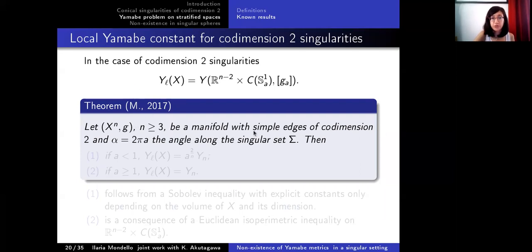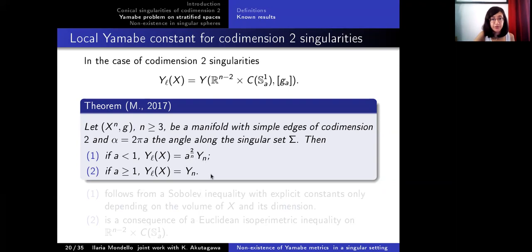If you consider a manifold with simple edges of codimension 2 and of angle 2 pi a, you have two possibilities. Either the angle is less than 2 pi, so the parameter is less than 1, and the local Yamabe constant is strictly less than Yamabe constant of the sphere by a factor a to the power 2 over n. Since a is less than 1, this is strictly less than the Yamabe constant of the sphere. Or if a is larger or equal than 1, then the local Yamabe constant is exactly equal to the Yamabe constant of the sphere. So in some sense, in this case of angle bigger than 2 pi, you don't see the singularities in the local Yamabe constant.